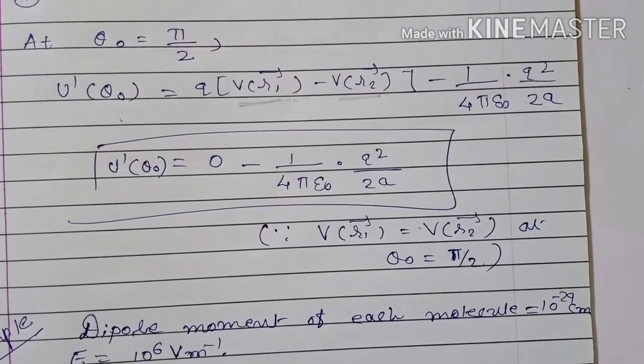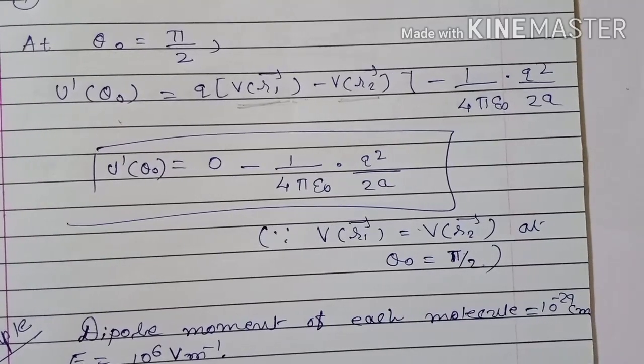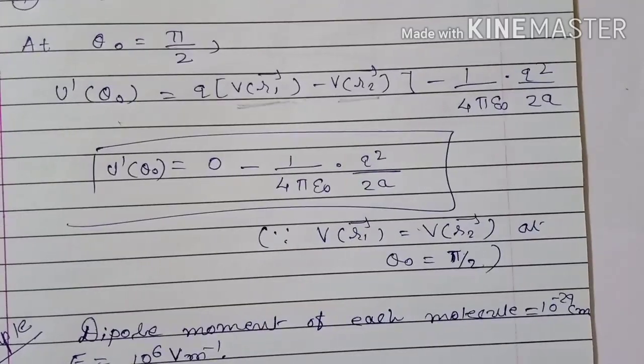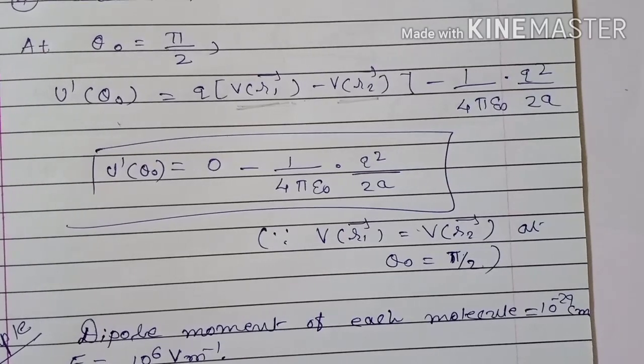So this way we can obtain the formula of potential energy at an angle theta when a dipole is placed in an external electric field.